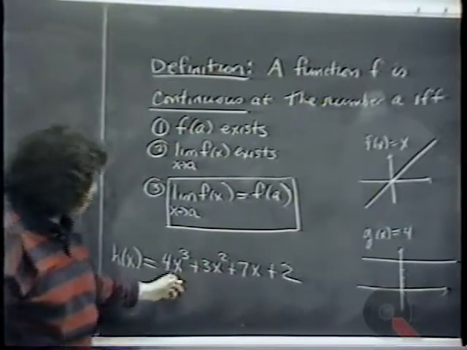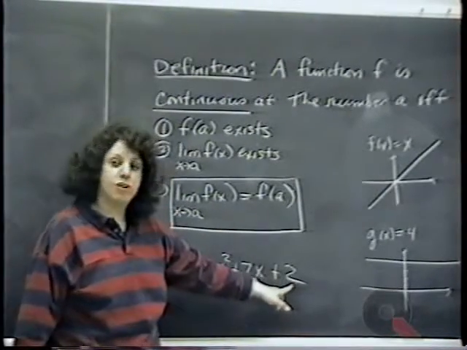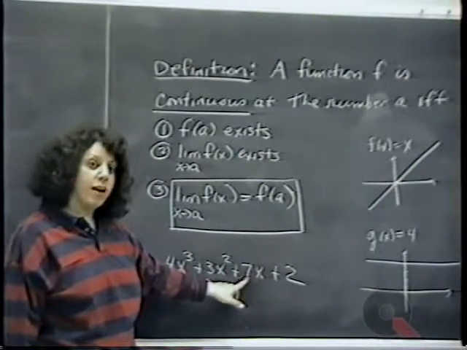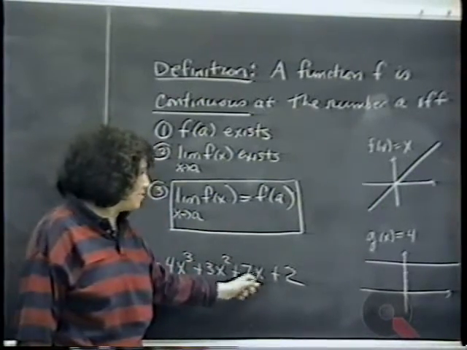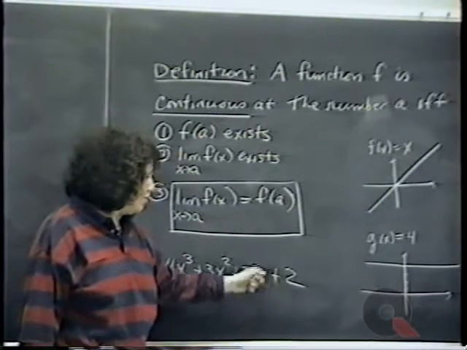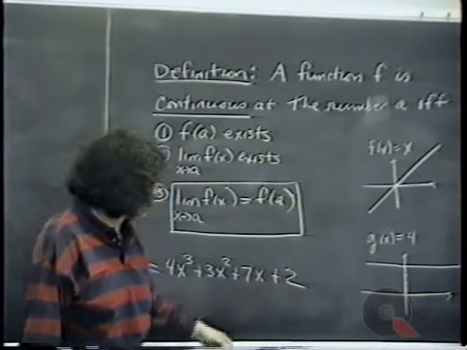We could think of this as four functions being added together. The last one, y equals 2, is certainly a continuous function. The third one is the product of two continuous functions, y equals 7 and y equals x, a constant and an identity function. You take a continuous function, you add it to a continuous function, you produce a continuous function.